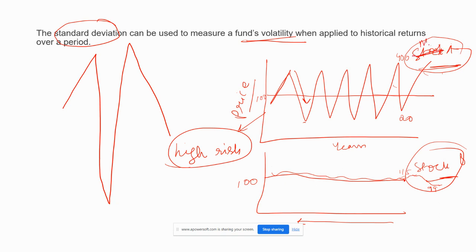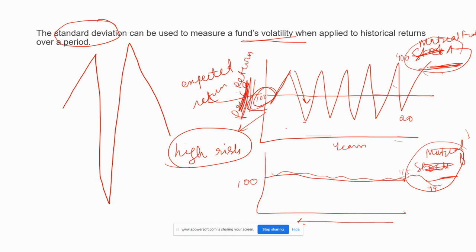Now forget about stock. Let's say it's a mutual fund scheme. Now can you tell me which mutual fund scheme is more risky? Obviously mutual fund A, because the returns over the past years have been very volatile. So now let's imagine this 100 to be a mutual fund. Basically, this 100 is your expected return. Now this is not price, this is return.